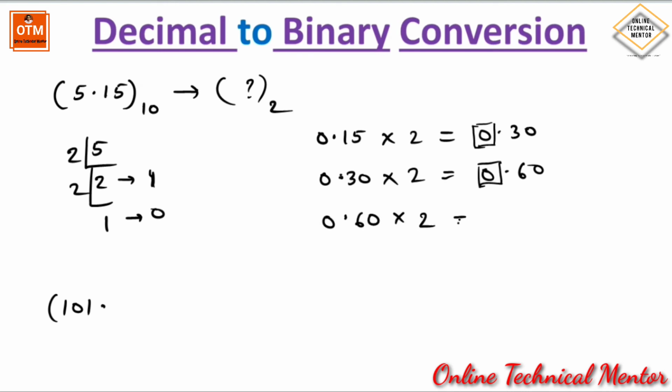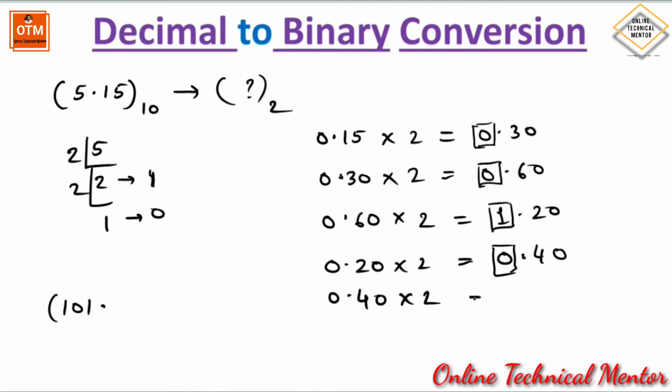Again multiply by 2, so it will give you 1.20. So this time we are going to ignore this one, that is the integer portion. Now let me multiply 0.20 with 2. It will give 0.40. Again ignore the integer portion of the result, so we have to consider only the 0.40. Multiply by 2, again it will give me 0.80. Now ignore this 0. 0.80 multiplied by 2 will give me 1.60. So we will ignore this 1. So just stop over here.